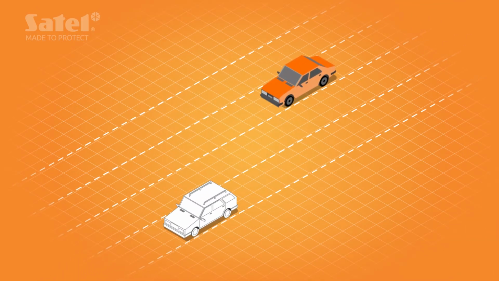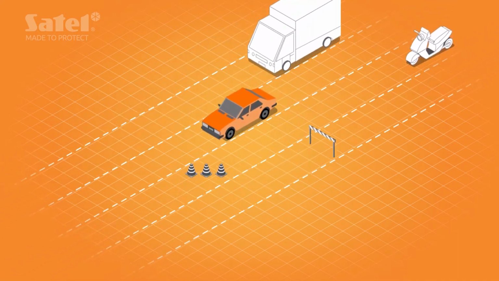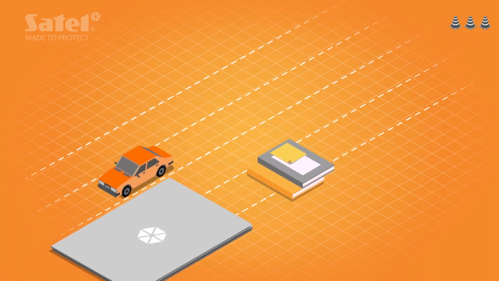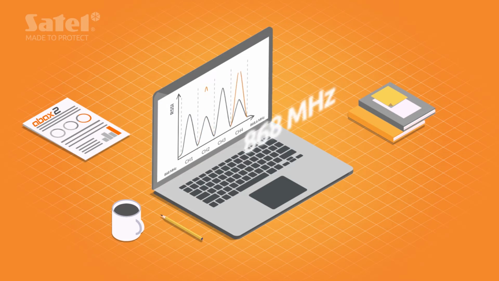The four channels are like a four-lane highway. If you want a fast and undisturbed journey, you should choose the lane with the smoothest traffic flow. This is how the ABAX 2 system effectively uses the 868 MHz frequency band, while achieving unprecedented high immunity to interference at the same time.